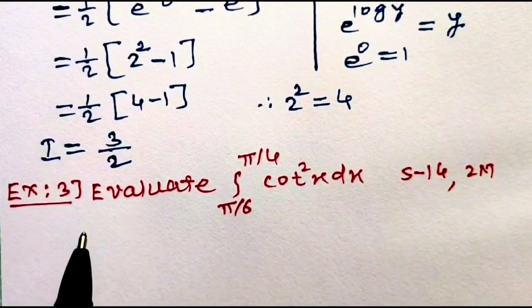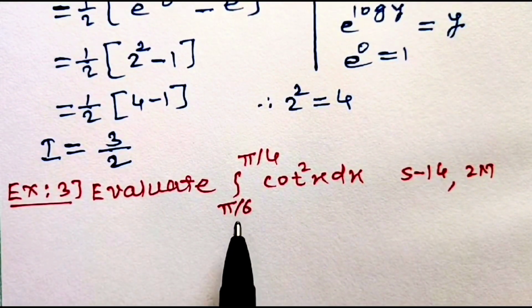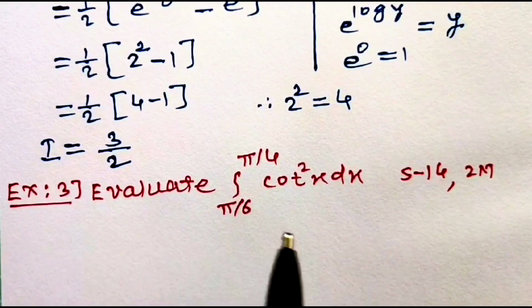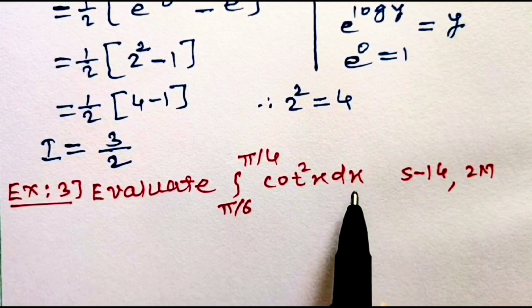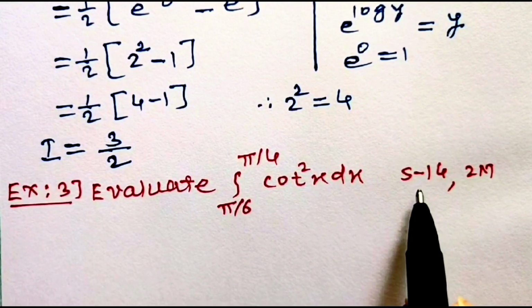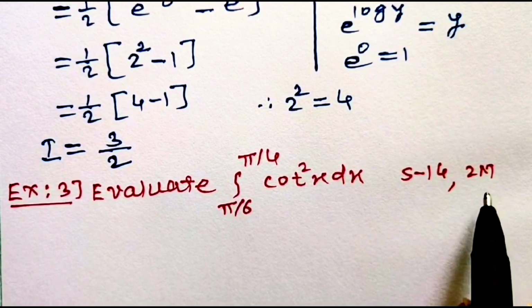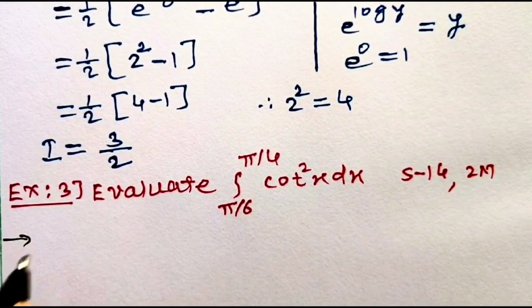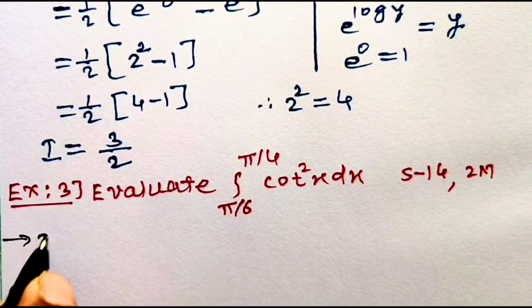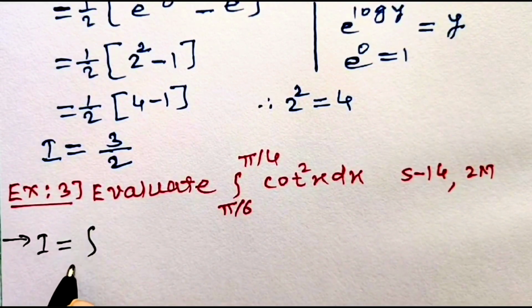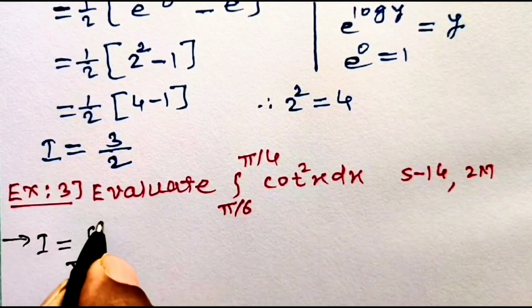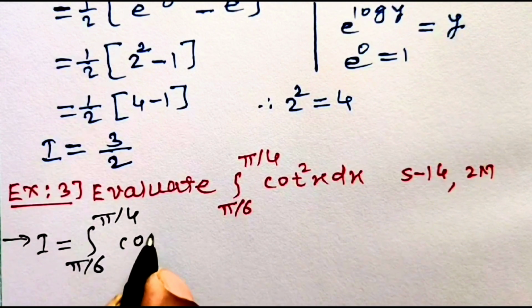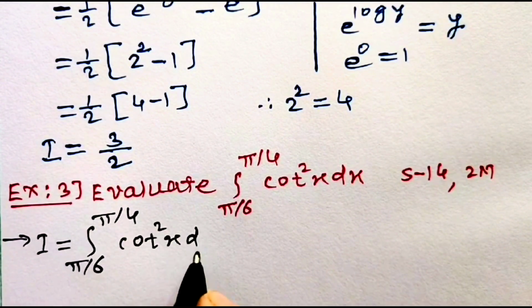Let us solve sum number 3. Evaluate the integral from pi by 6 to pi by 4 of cot square x with respect to x. This sum appeared in summer 2014 for 2 marks. So consider the given integral equal to I, and its limits are from pi by 6 to pi by 4, cot square x with respect to x.